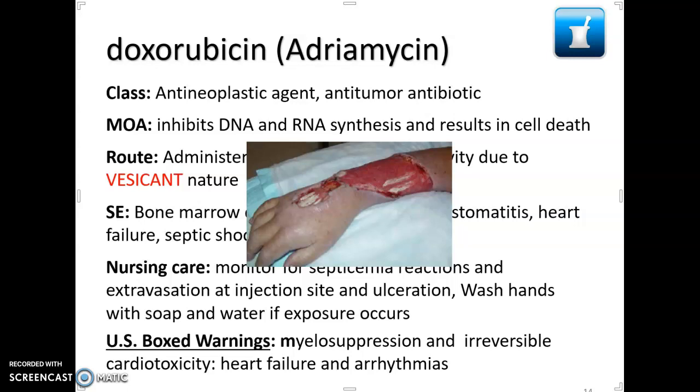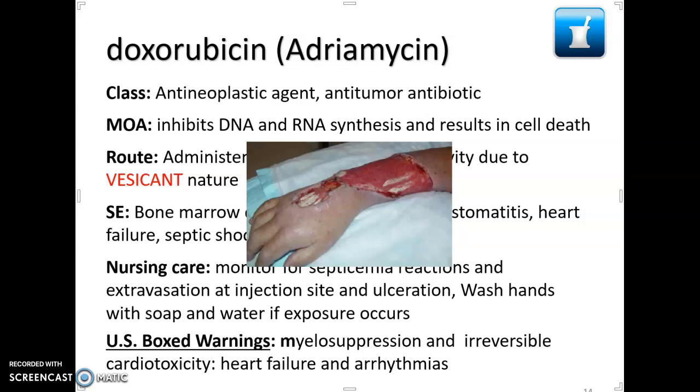Doxorubicin is an anti-neoplastic agent, which these all are. That just means against cancer, and an anti-tumor antibiotic. It inhibits DNA and RNA synthesis. It needs to be administered via central line because it is a vesicant. And you can see here, this person's had an extravasation, and they actually have tendons and ligaments visible. That's a beautiful wound, by the way. That is a lovely granulating wound bed. It looks great, all pink and actually relatively healthy, but that's going to take a long time to heal, and it's going to leave a terrible scar.